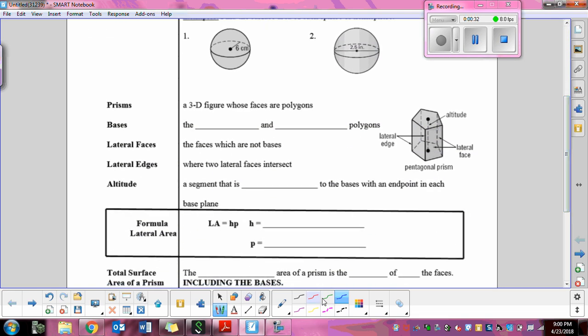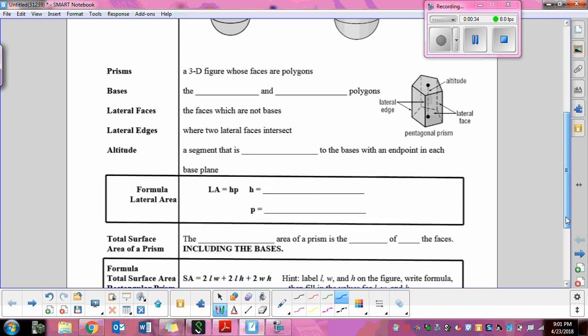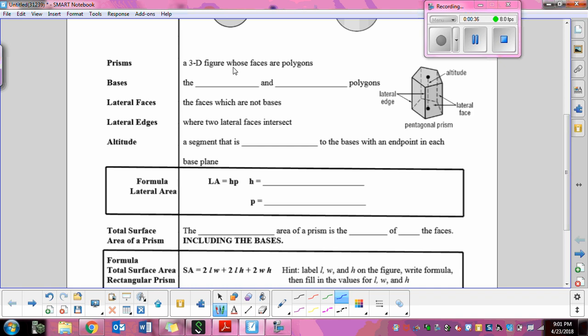We're going to talk about prisms next. A prism is a 3D figure whose faces are polygons. Most likely they're going to be rectangular or triangular polygons. We'll see some others also.